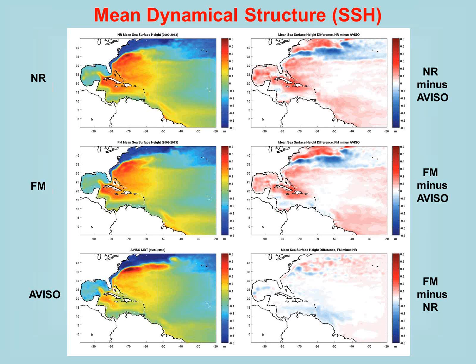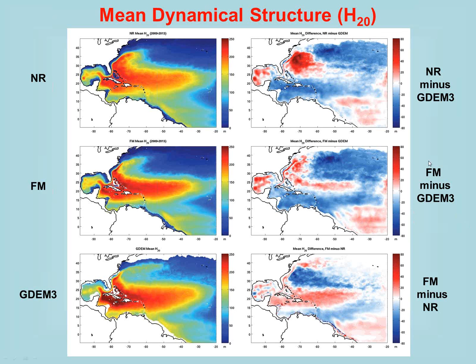And this is the mean dynamic structure of the depth of the 20 degrees Celsius isotherm. So here we're looking at more about how the model is adjusting beneath the surface. And if you look at the differences between the mean bias, nature run versus AVISO, forecast model versus AVISO, and between the two models, here we see a closer correspondence with the criterion we're looking for. The bias between the two models is slightly less, but it's much closer than we saw from SSH. So this is a much more encouraging result.